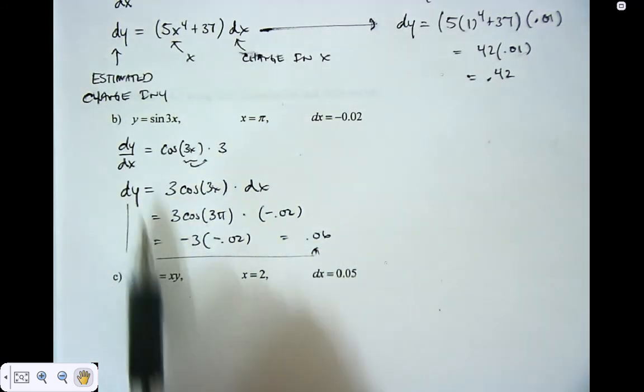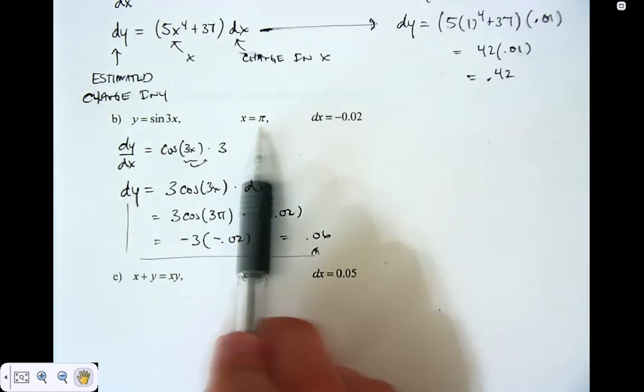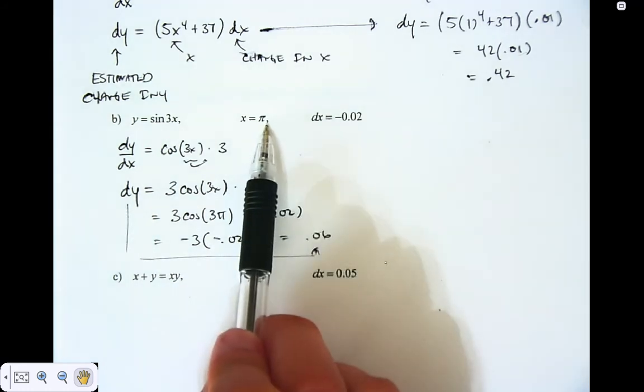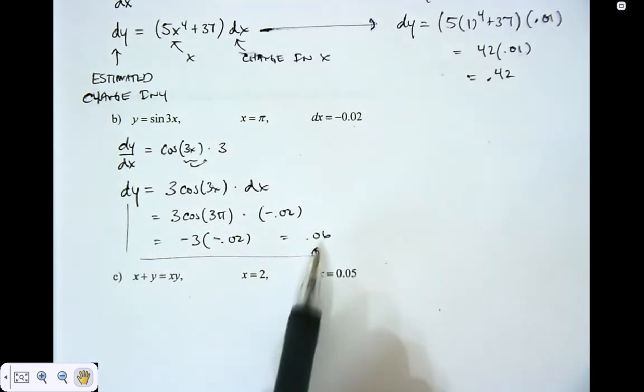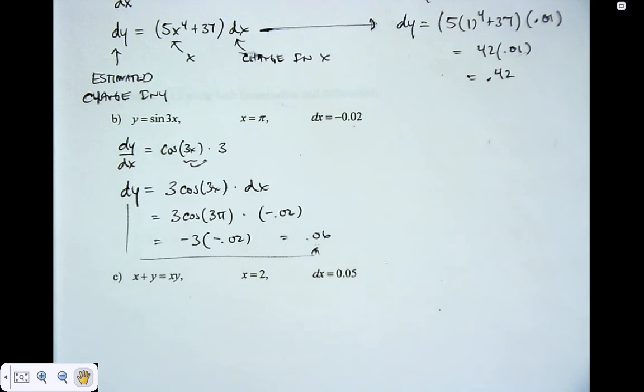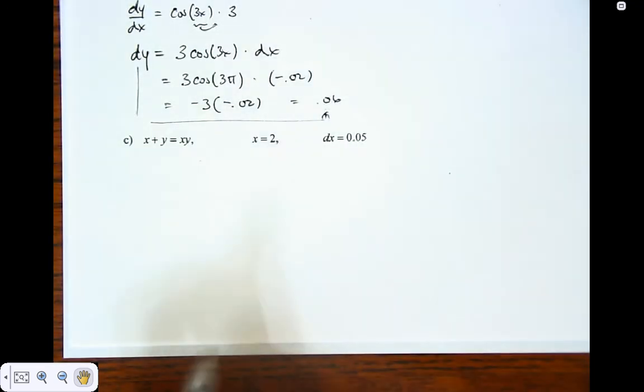Okay, so my estimated change in y, if I change x, so instead of being at pi, what if I want to go to pi minus 0.02? What's my function value going to be? Well, it's going to go up by 0.06. Okay. All right, one more, and then we'll look at the word problems on the next page.